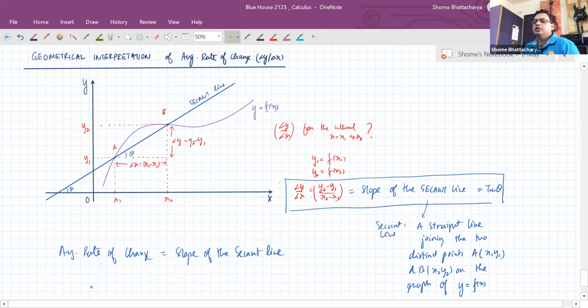So we want to calculate the rate of change from x equal to x1 to x2. So the secant line that we are drawing should be joining the points (x1, y1) and (x2, y2). Now that might cut at other points also, it doesn't matter. But what is the definition of that line? It is the line joining these 2 points on the curve of the function y is equal to f(x). Understood the point, no? Okay, sir, got it.